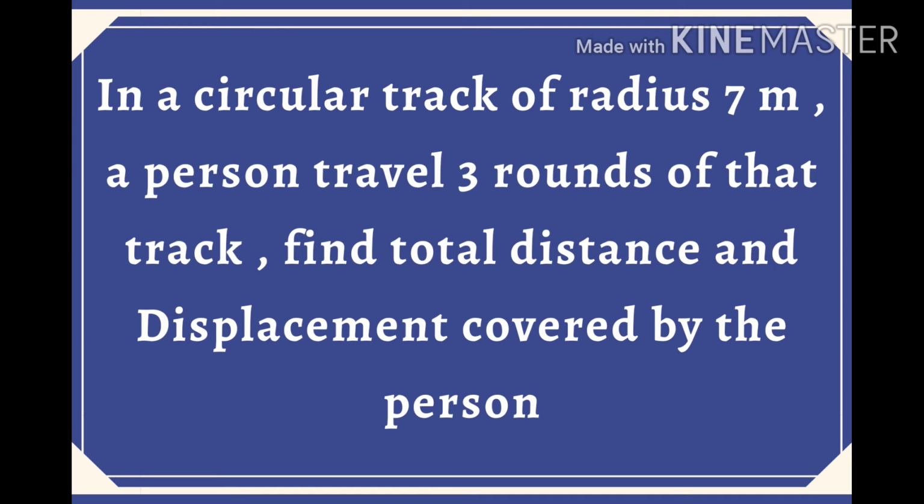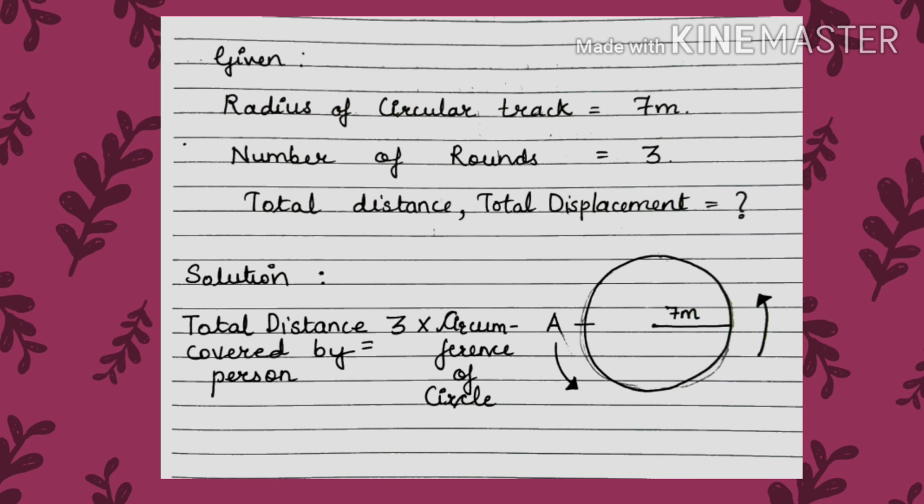In this question, what is that? In a circular track of radius 7 meters, a person travels 3 rounds of the track. Here we are finding the total distance covered and the total displacement. So first of all, we will write the given. This is a basic format that you have to follow in each and every problem. First you have to write given. So what is given in this question? The radius of the circular track is 7 meters. How many rounds is the person traveling? 3 rounds. What we have to find? Total distance and total displacement of that person.